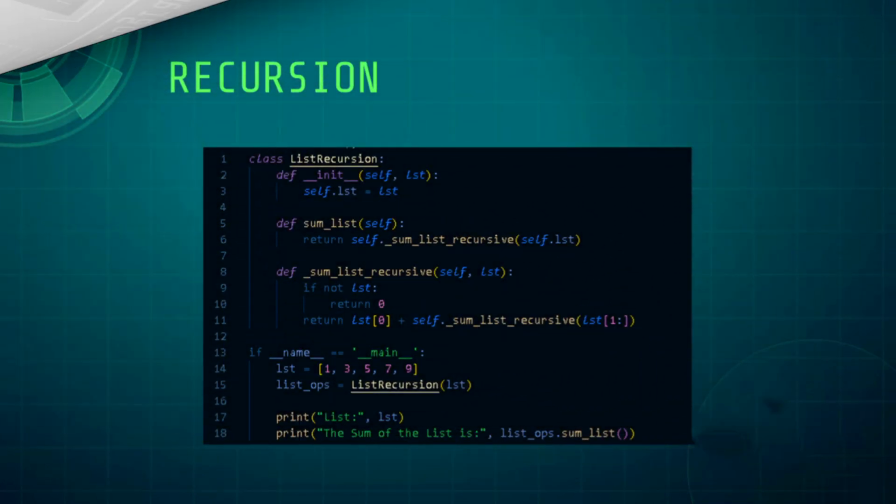The code shown is a recursive function that takes an input list and returns the sum of all elements in it. Basically, recursion means making code simpler or easier to understand with the use of loop. The code starts by initializing a variable called lst to be an empty list, then creates a new instance of list recursion with lst as its argument.